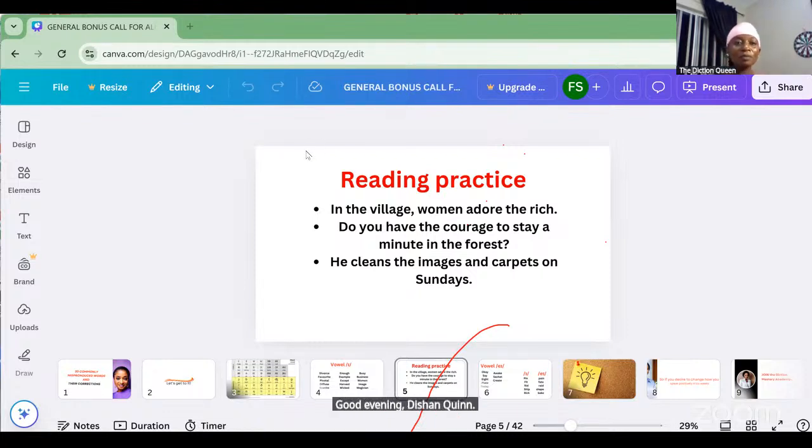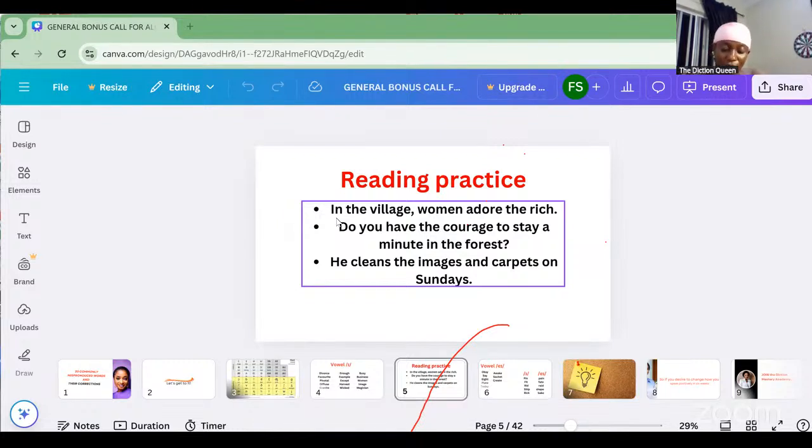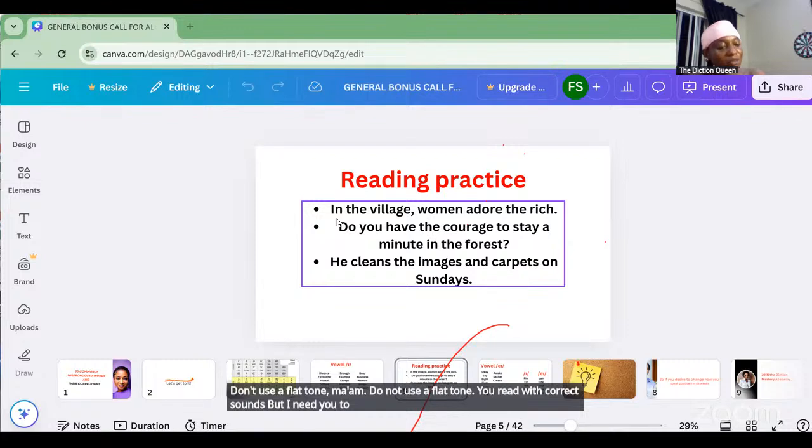Yes, ma'am. Please read the sentences. In the village, women adore the rich. Don't use a flat tone, ma'am. Do not use a flat tone. You read with correct sound, but I need you to work on your intonation at the same time.